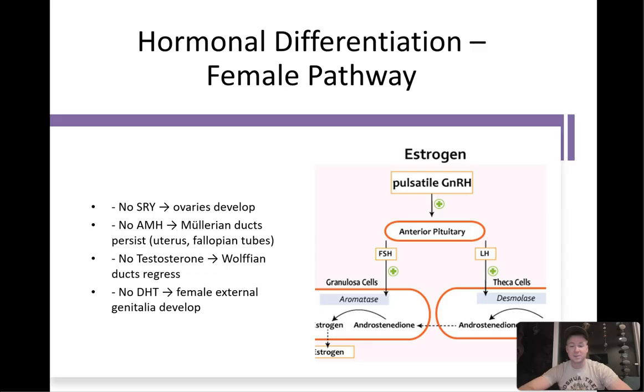It's fascinating that female development occurs by default. It does not require active hormonal input in the early development. It's the absence of male hormones that allows the female pattern to unfold.